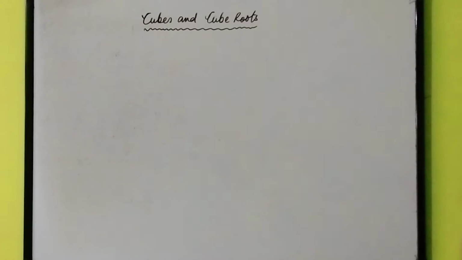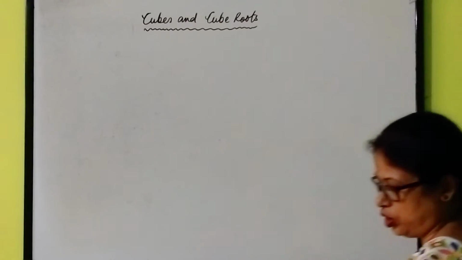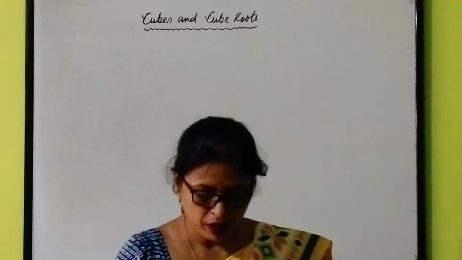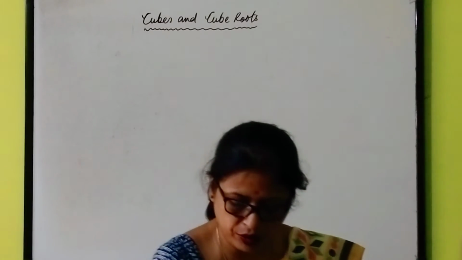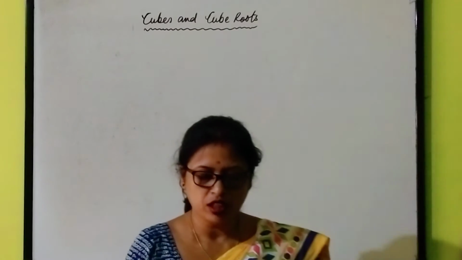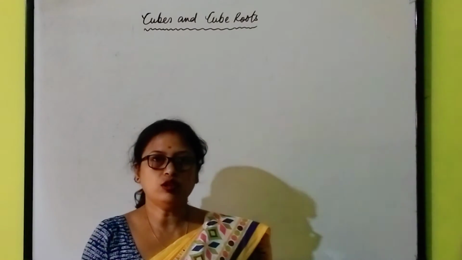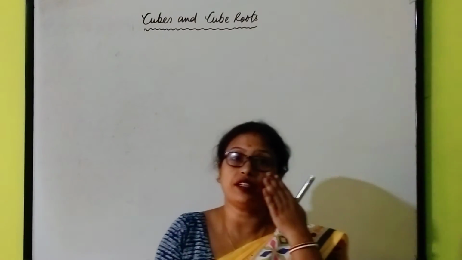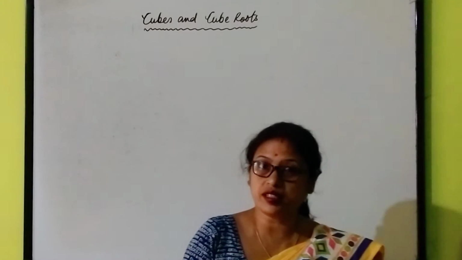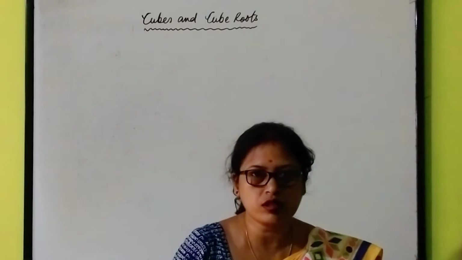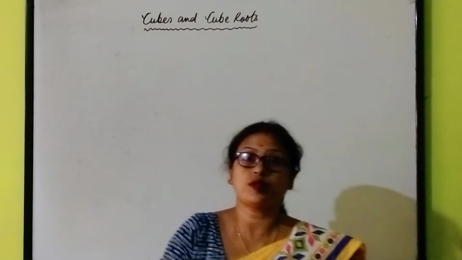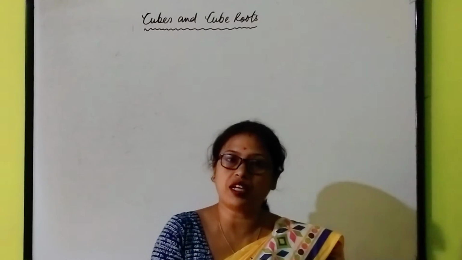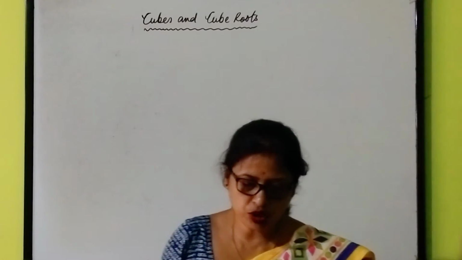Now let us see question number 2. Question number 4 is not there in the syllabus. Question number 2: Find the smallest number by which the following numbers must be multiplied to obtain a perfect cube. So, my dear students, that means these numbers are obviously not perfect cubes. You have to find out the smallest number by which these numbers must be multiplied to make it a perfect cube.